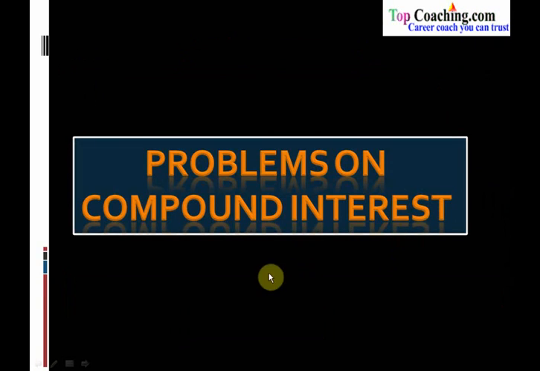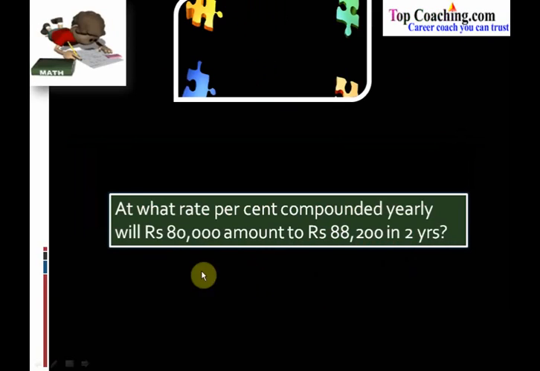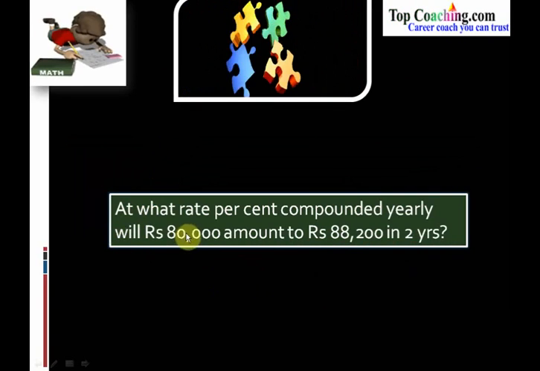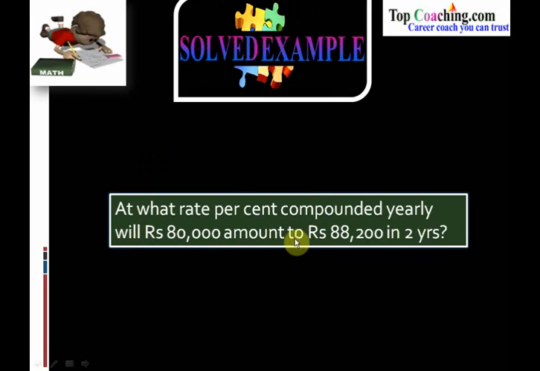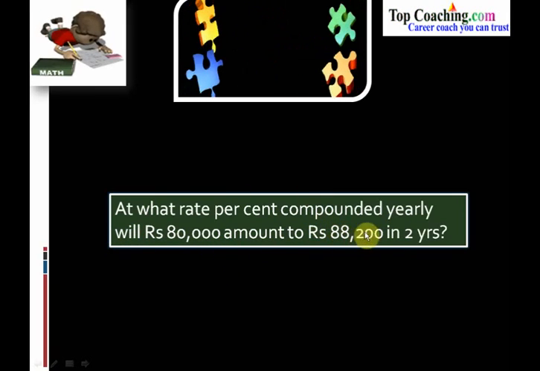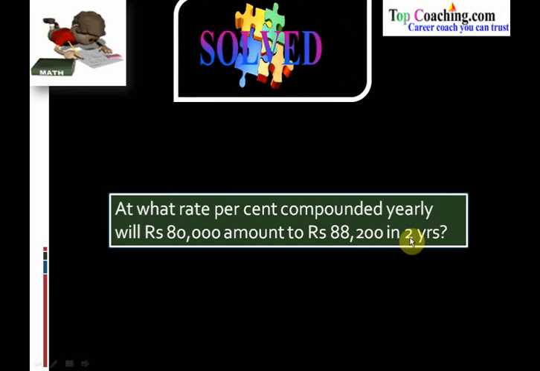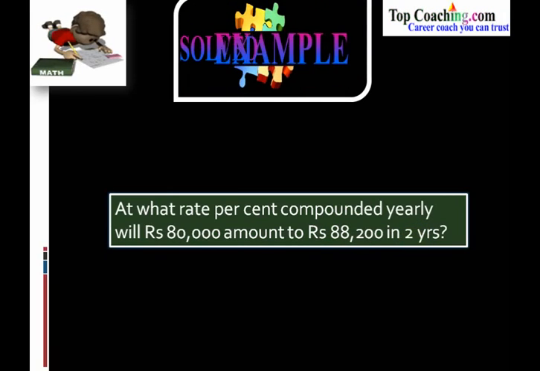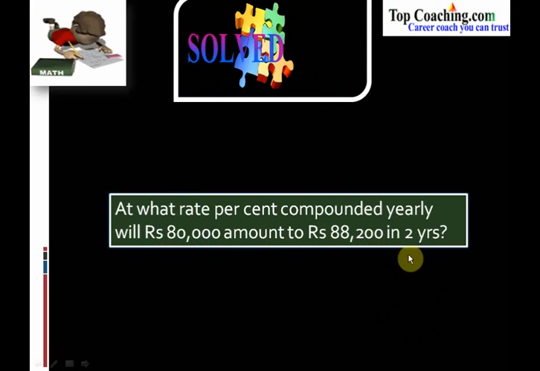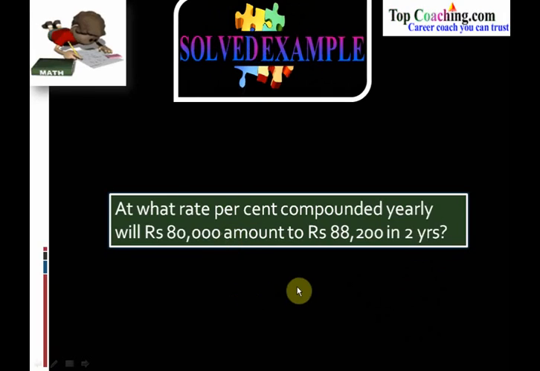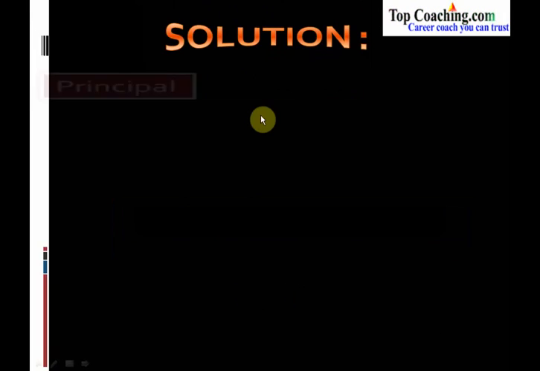Now for more problems on simple interest, log on to our website topcoaching.com. Now we shall solve a few problems on compound interest. The first problem is, at what rate percent compounded yearly will rupees 80,000 amount to rupees 88,200 in 2 years? Now this is a very simple problem on compound interest, in which we have been given that the principal amount is 80,000, amount is 88,200 and the time period is 2 years. We have to calculate the rate percent compounded yearly.